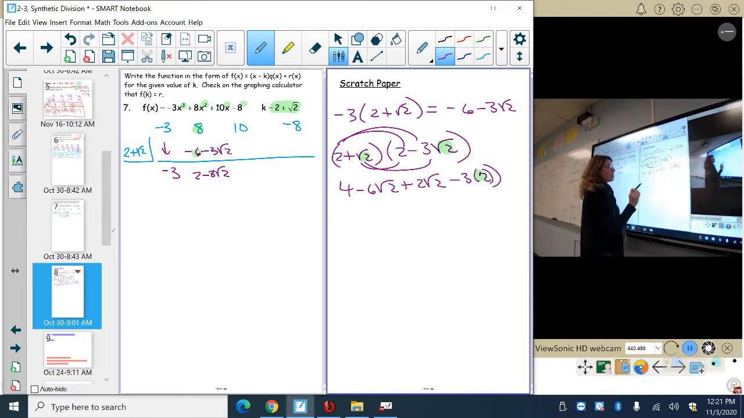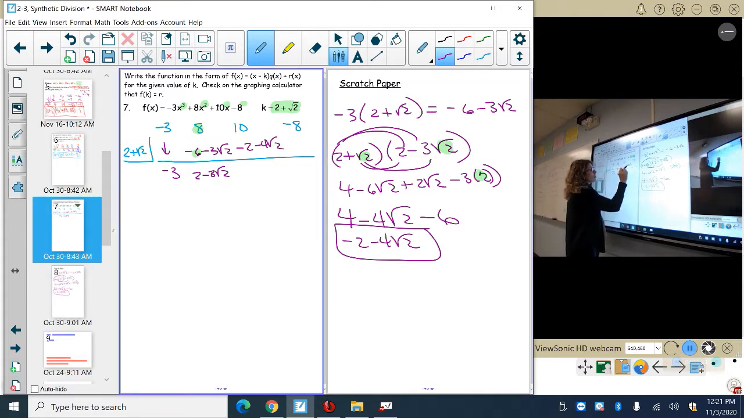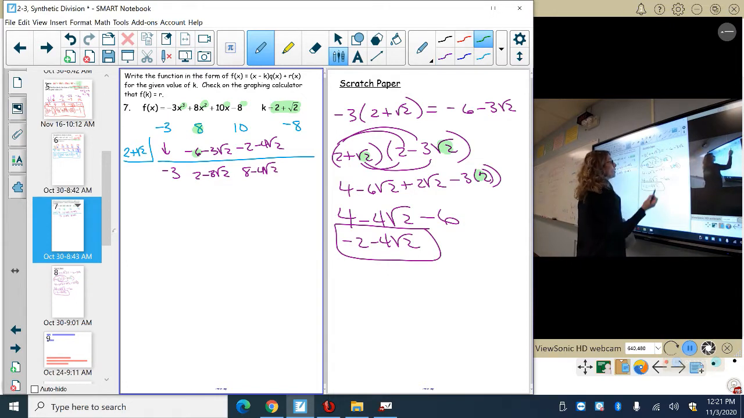Okay, so with that being said, I'm going to have 4 minus 4 square roots of 2 minus 6. 4 minus 6 is going to be negative 2 minus 4 square roots of 2. That's what has to go right here. So that's negative 2 minus 4 square roots of 2. Negative 2 and 10 gives me an 8 minus 4 square roots of 2. So now I got to do it again.